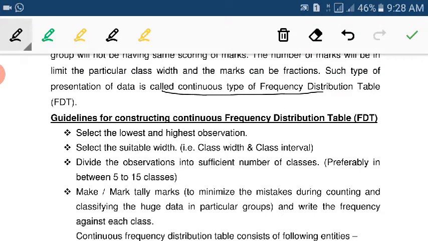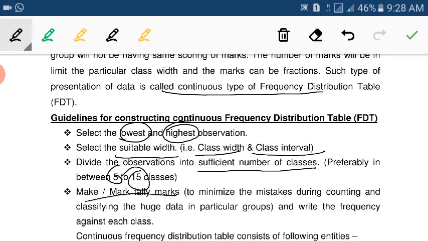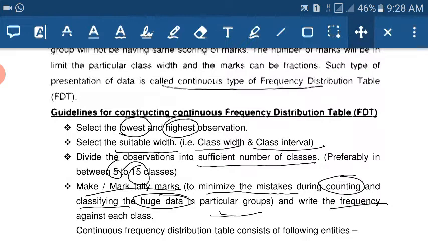Guidelines for constructing the continuous frequency distribution table: select the lowest and the highest observation, select a suitable width, that is the class width or class interval, divide observations into a sufficient number of classes, preferably between 5 to 15 classes, mark the tally marks to minimize mistakes during counting and classifying the huge data in a particular group, and write the frequency against each class.